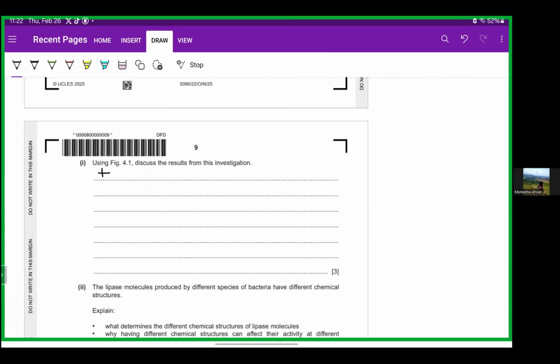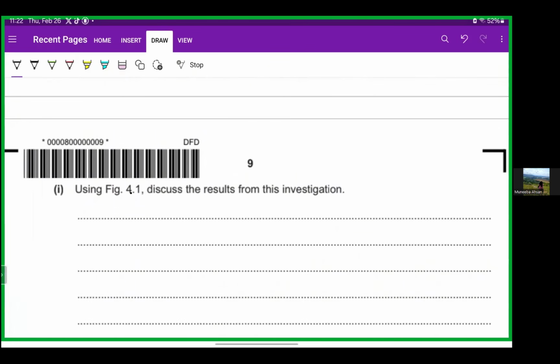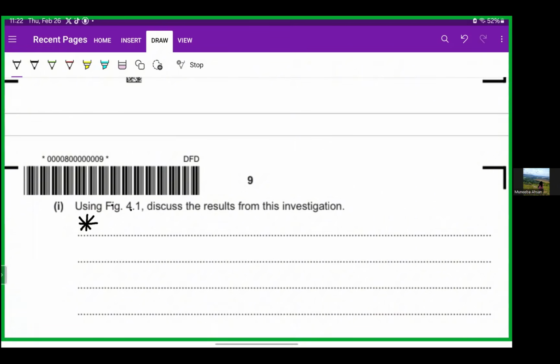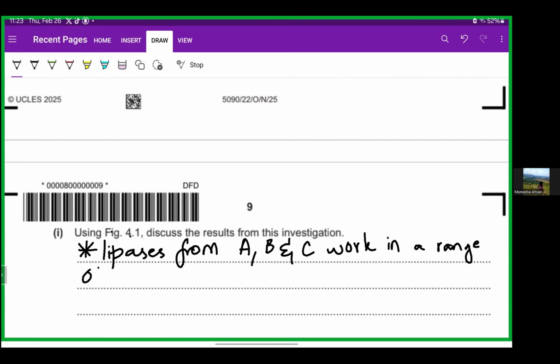That lipases from A, B, and C work in a range of temperature which is 40 to 85 degrees Celsius. Okay, so this is the first point.